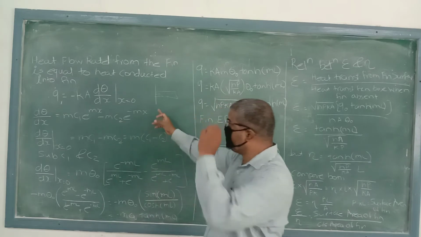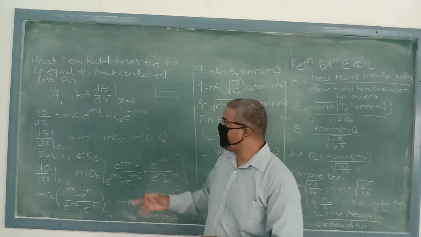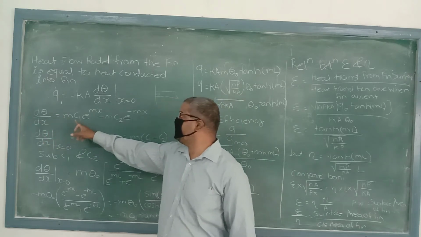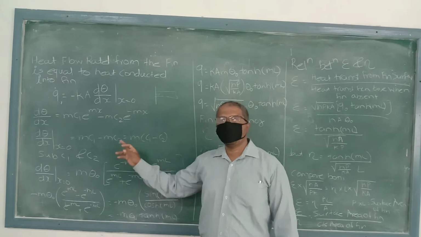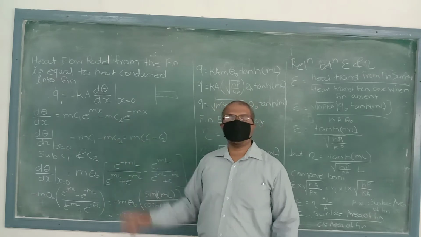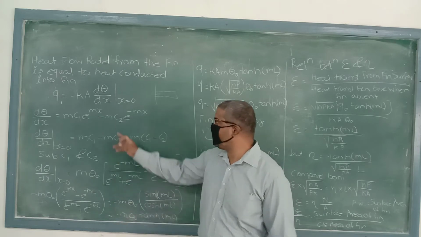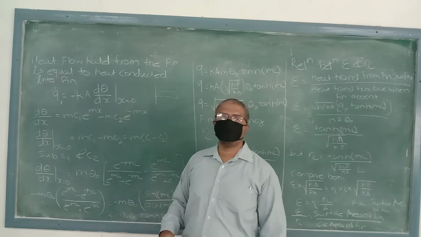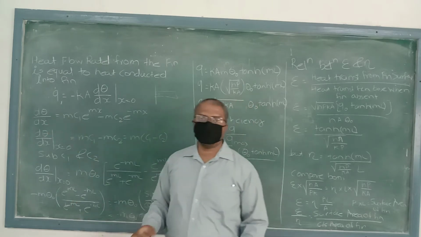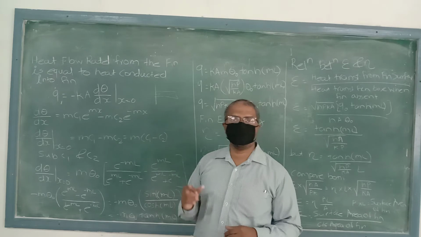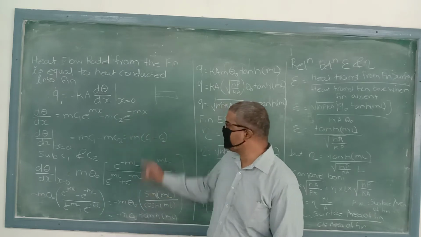Now, as we proved in the previous session, d theta by dx is equal to m c1 e raised to mx minus m c2 e raised to minus mx. This minus m comes from the minus m factor. So d theta by dx is equal to m c1 e raised to mx minus m c2 e raised to minus mx.